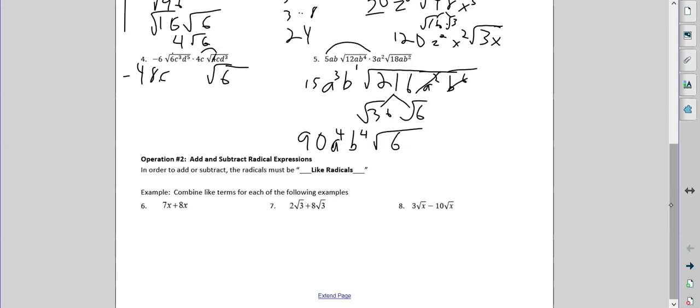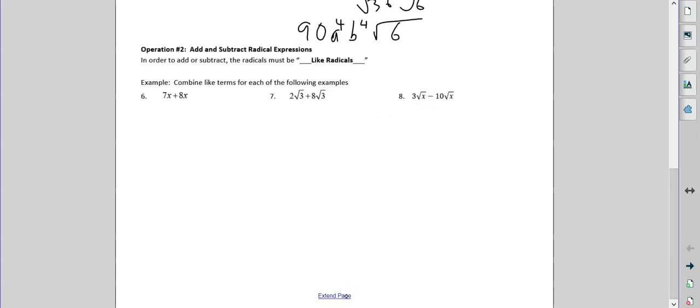All right. Now to add and subtract, we need like radicals, just like we need like terms. So on 6, we've done this before, 7x's plus 8x's is 15x's. It doesn't matter what we're adding, whether it's x's, radical 5s, dogs, you're just adding like terms. So here we have 2 of these and 8 of these. That's 10 of these. What are these? Radical 3s. Here, we have 3 of these minus 10 of these. Well, 3 minus 10 is negative 7. What are these? Square root of x.